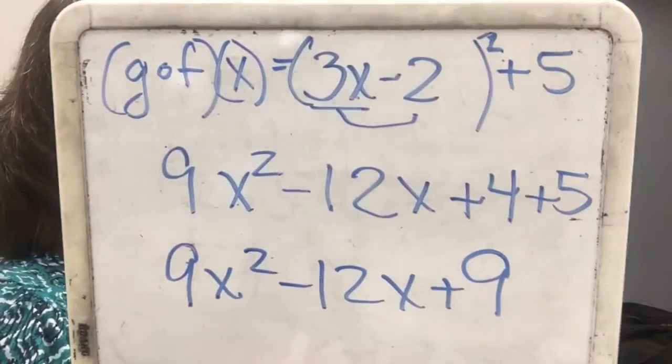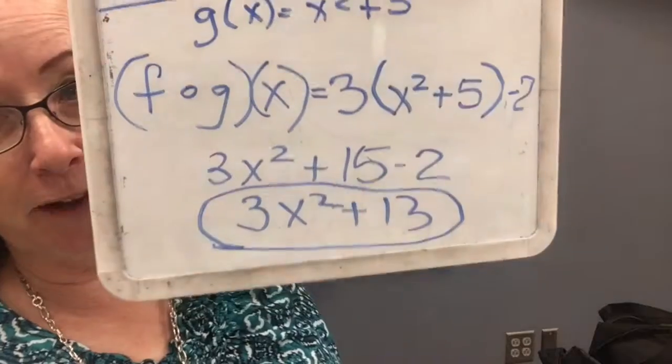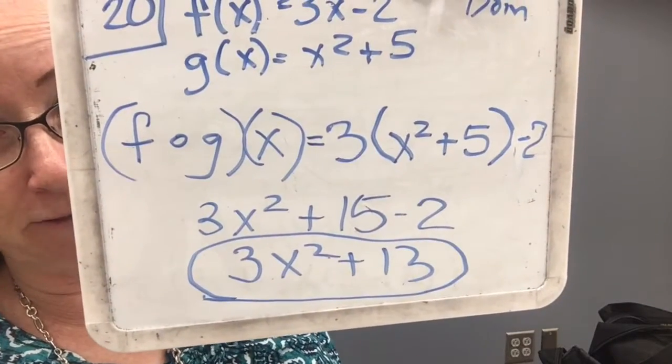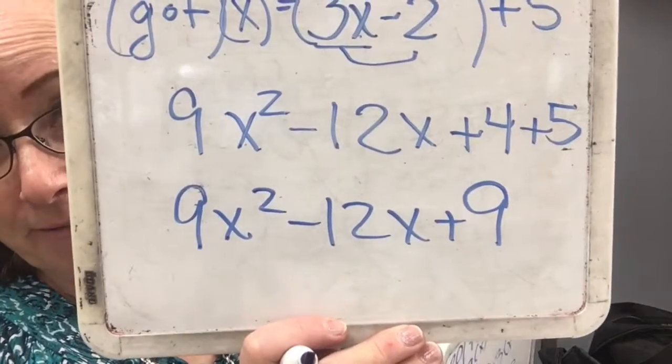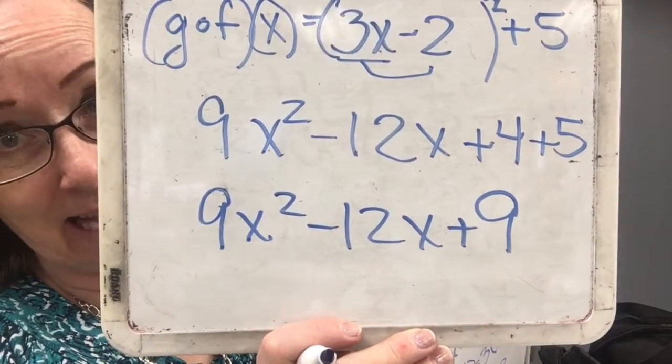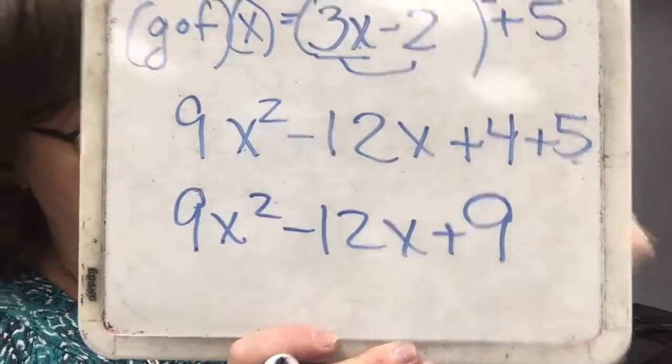So those are definitely not the same function. This was f of g. This was g of f of the same exact functions. Okay, so not the same thing at all. And that is the end of number 20.